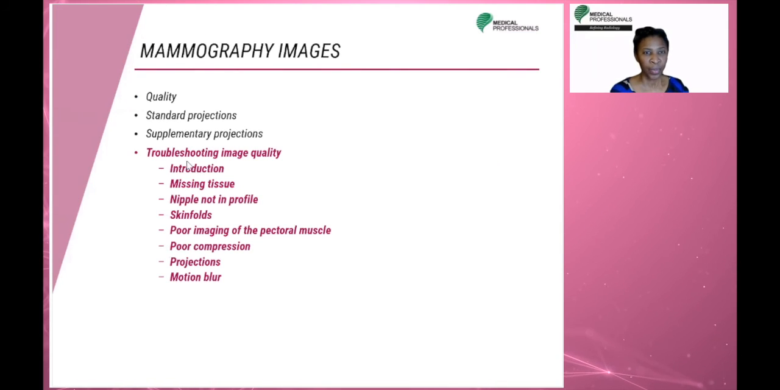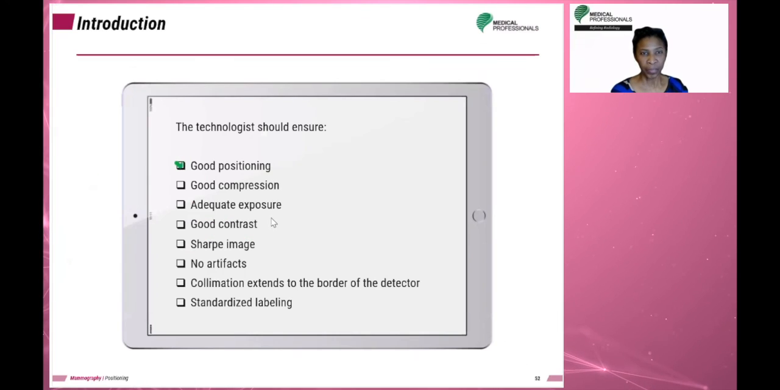So here we're going to cover a few troubleshooting areas, what to do when we have problems in our imaging. So we're just going to go over a little bit of these. So remember, we are in control of what we're doing here, and we are going to make sure that we have good positioning, good compression. The breast should be compressed until it's taut.